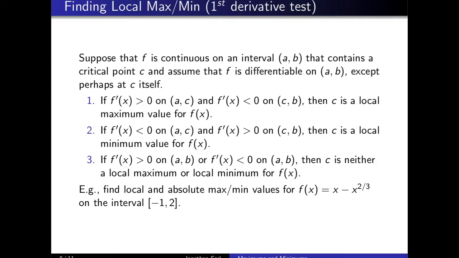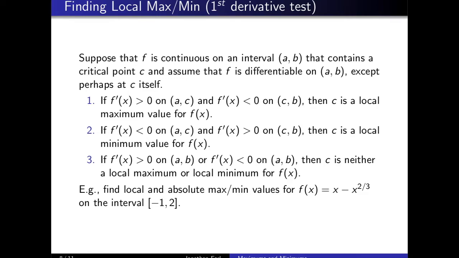The second possibility is that your derivative is negative to the left of your critical point and then positive to the right, in which case you have a local minimum. And the last case is that your derivative is positive on both sides of your critical point, or negative on both sides of your critical point. In that case, you have neither a maximum nor a minimum.